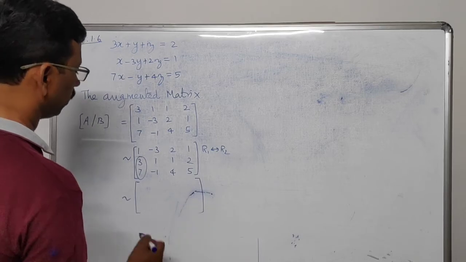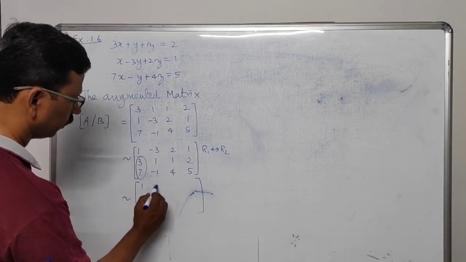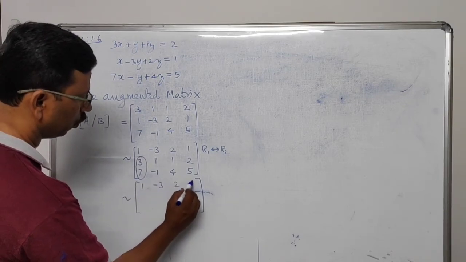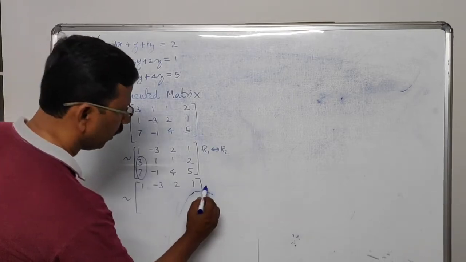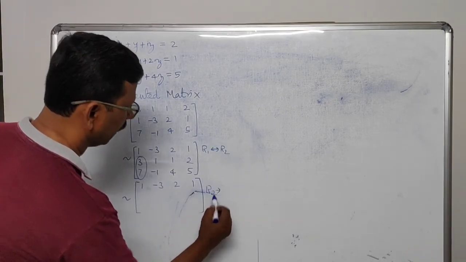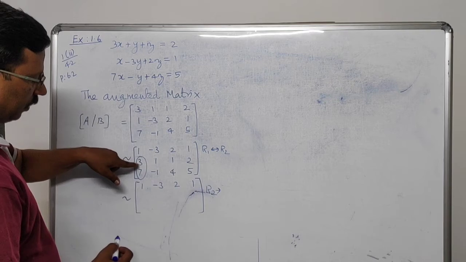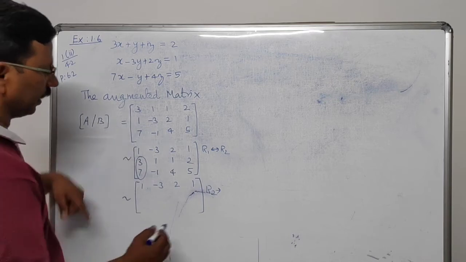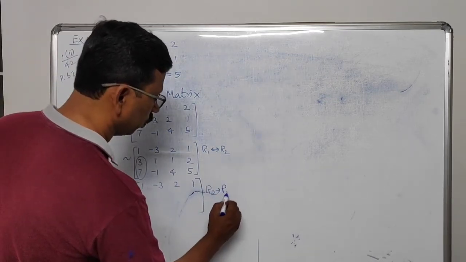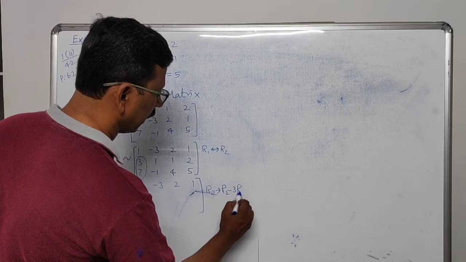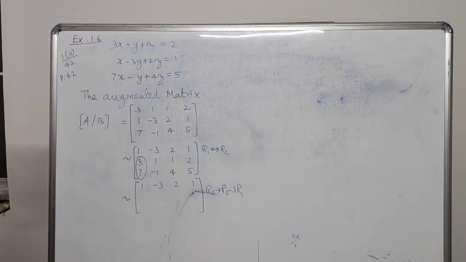Therefore, you can keep the first row as it is, 1 minus 3, 2, 1. Second row, you can write as both are the same sign, therefore you have to subtract. If this is 3, this also is multiplied by 3. Therefore, you can write R2 minus 3 times R1.